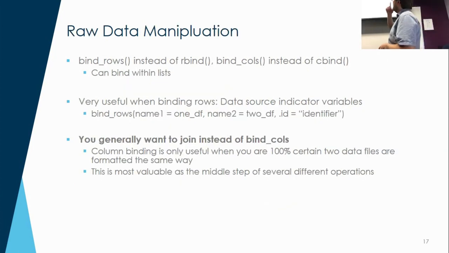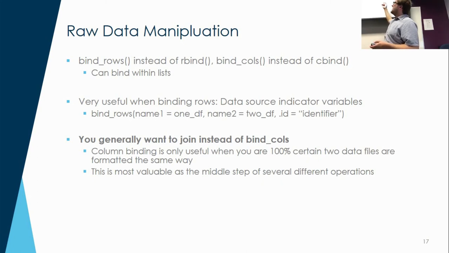For raw data manipulation, you really should be using bind rows or union, depending on the context, instead of rbind, and bind cols instead of cbind. You honestly don't really want to use bind cols at all if you can avoid it. The major difference between bind cols and a join is that bind cols just sticks the data there. So it assumes you've already worked out all the details, that the data are in the order you think they are, that all the formats are correct, that everything will line up just perfectly. If that's not true, then you will not be able to use bind cols appropriately.